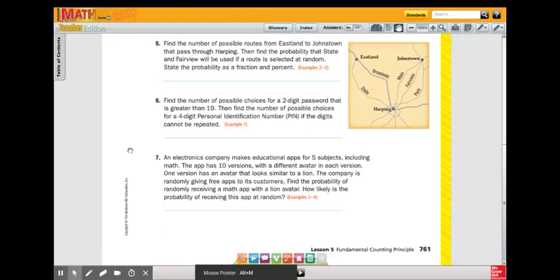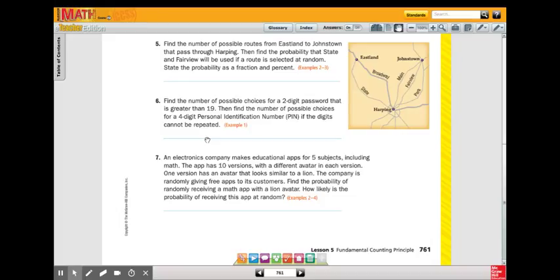says they're making an app for 5 subjects, including math. Great. The app has 10 versions with a different avatar in each version. One version has an avatar that looks like a lion. The company is randomly giving free apps to its customers. What's the probability of randomly receiving a math app with a lion avatar?